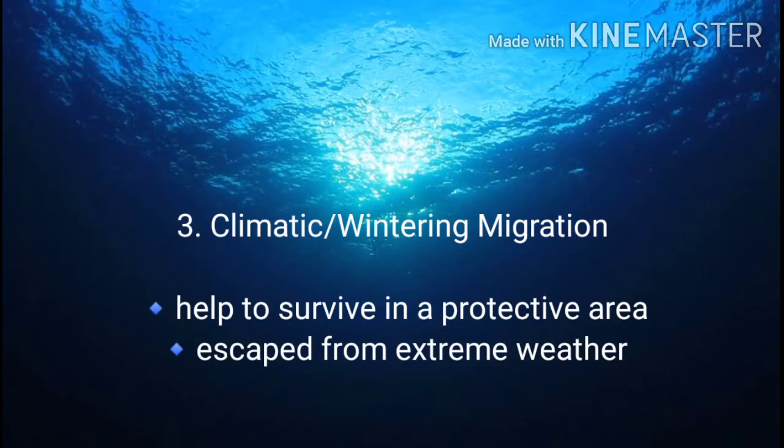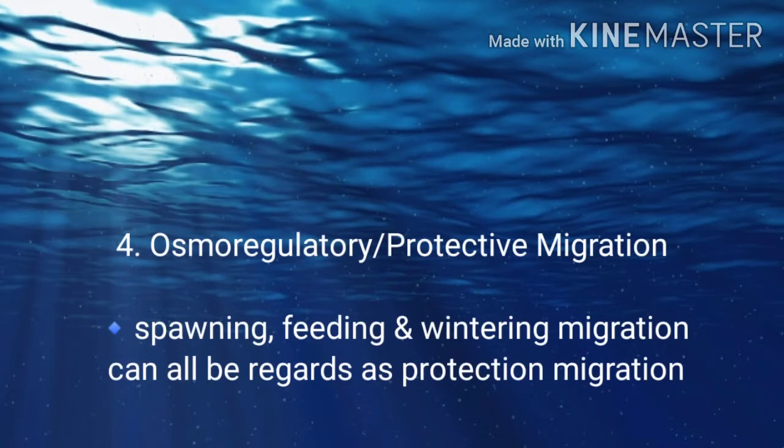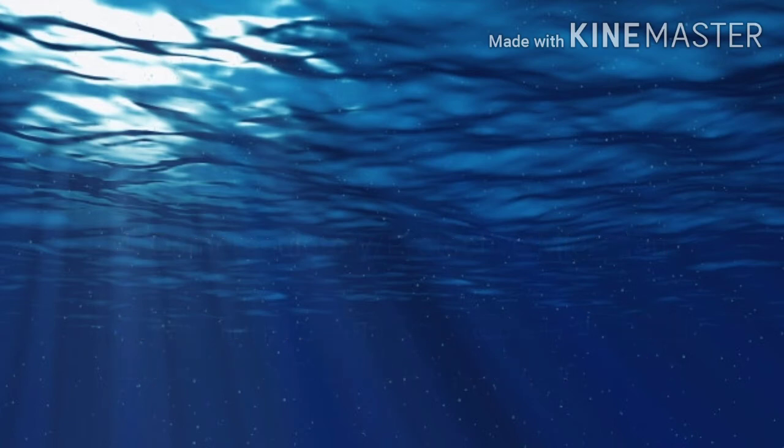Third is climatic or wintering migration. It helps the fish to survive in a protective area. For example, when the food becomes scarce during winter, the fish migrate towards subtropical and tropical areas to escape extreme weather conditions. Last one is osmoregulatory or protective migration. Spawning, feeding, and wintering migration can all be regarded as protection migration.